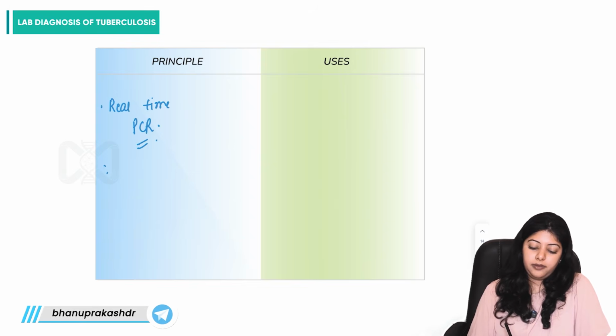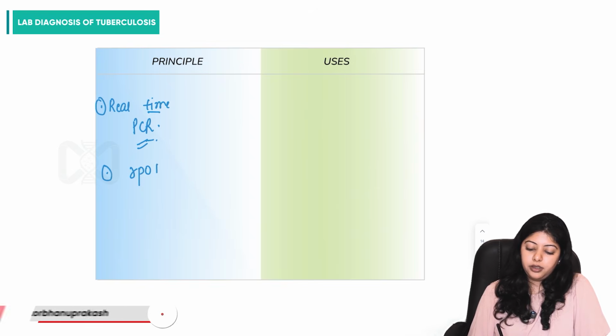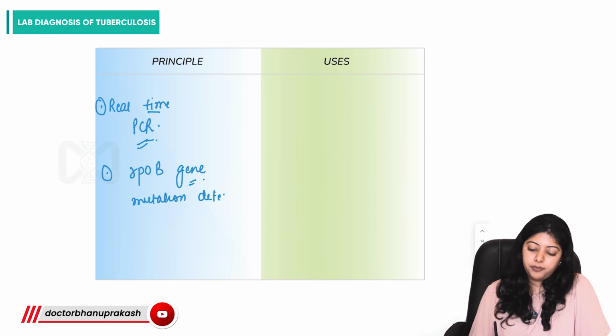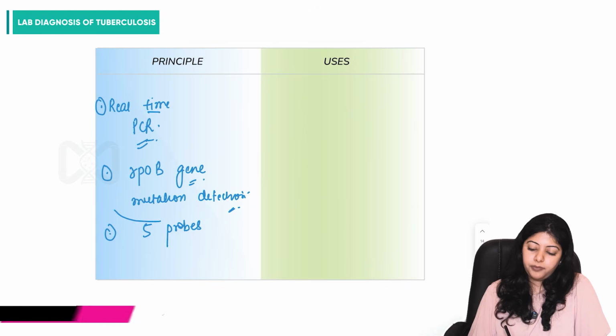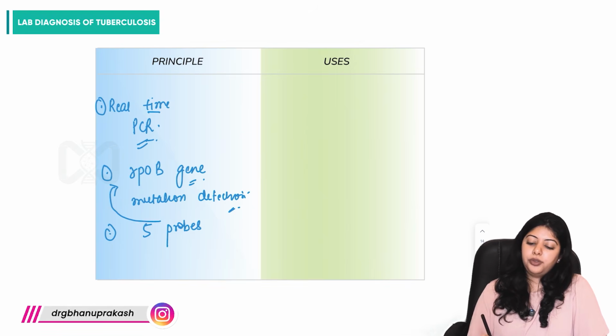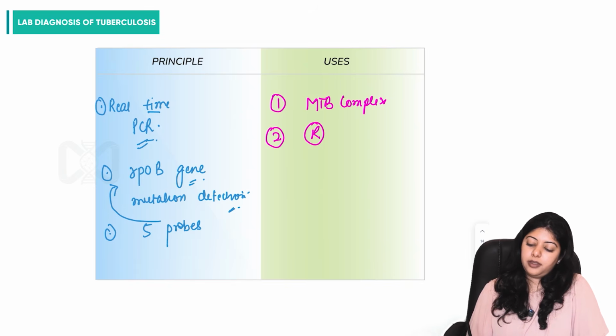And it is giving us the rpoB gene mutation detection. It is using 5 probes for this particular gene and uses, as already discussed, MTB complex and rifampicin resistance.